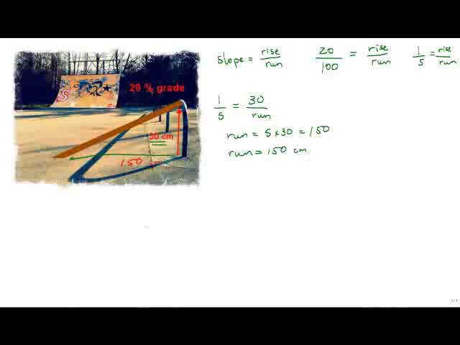So now we are ready to calculate the ramp length, how long this ramp has to be in order to have a 20% grade with a height of 30 centimeters. And the way we're going to calculate this is we're going to use the Pythagorean theorem. And if you don't quite remember what that is, it's just simply a squared plus b squared equals c squared.